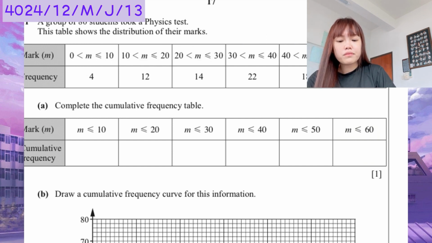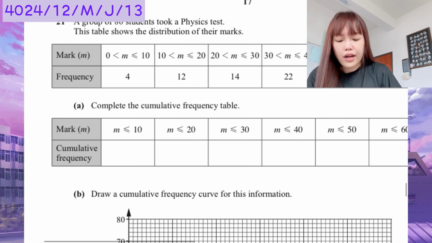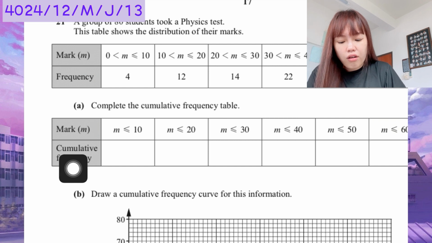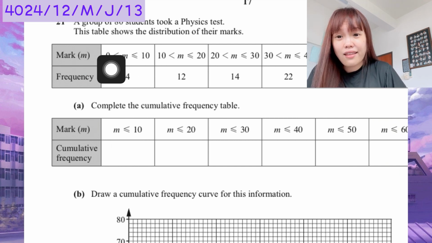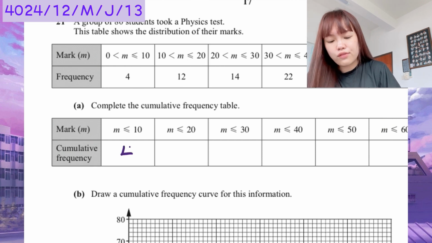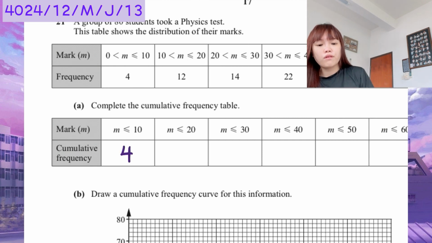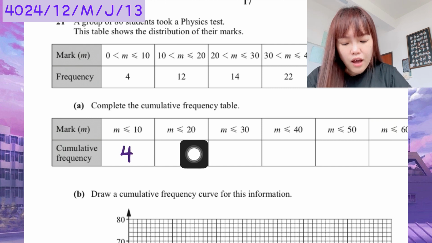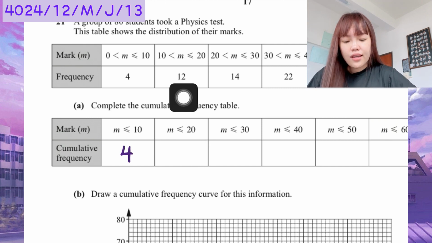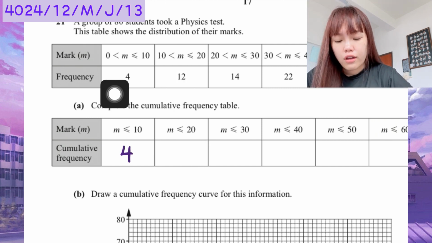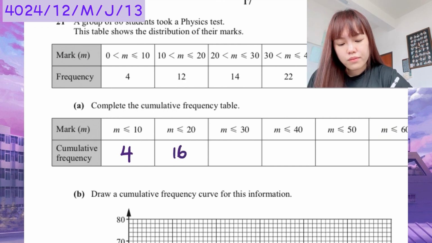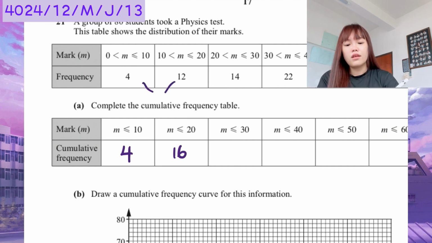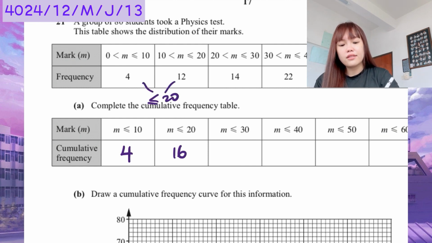This is the distribution of marks, right? So how many of them, cumulative frequency, how many of them is actually less than 10? So it's here, less than 10 is 4. So 4 students only. And how many students less than 20? Okay, 10 to 20 is 12. Less than 10 is 4. Less than 20 means these 2 plus together. So 4 plus 12, 16. Okay, these 2 are less than 20.